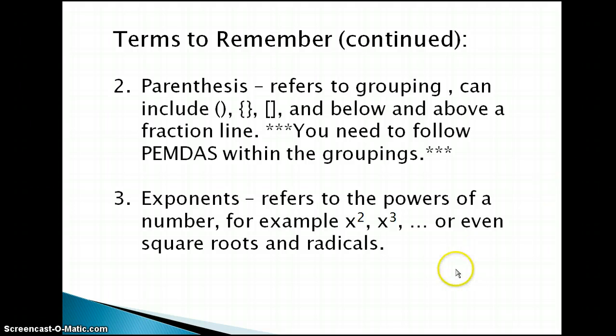Exponents refer to the powers of a number. For example, we would have x squared, x cubed, x to the fourth, and so on. But it can also refer to square roots and radicals.